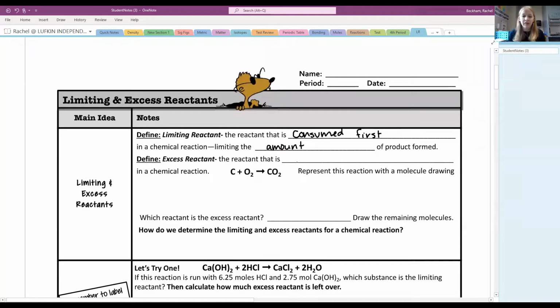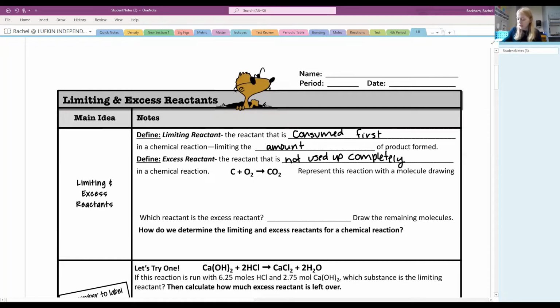So think about the different examples that we did. If you have a random amount of graham crackers, marshmallows, and chocolate chips, one of them is going to be your bottleneck. They're going to be the ones that are consumed first, and they're called the limiting reactant. The excess reactant are the other reactants that are not used up completely in a chemical reaction.